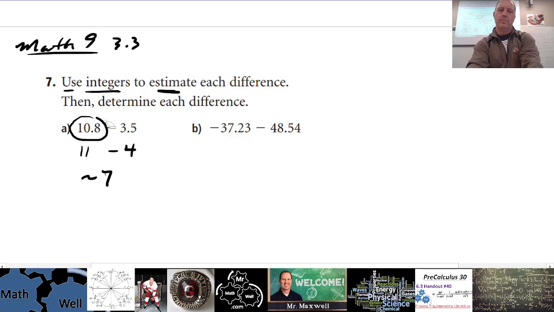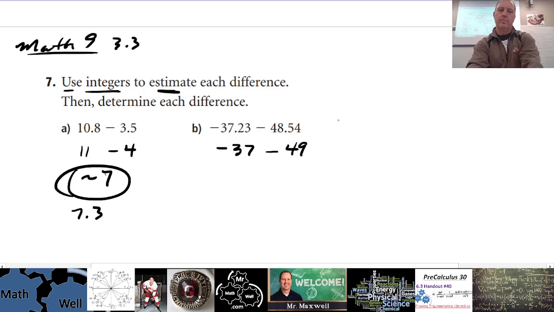And if you actually took a look at this, 7.3 is the actual answer, right? So this is your estimate, and this is the actual answer. So that's pretty close. Over here, same thing. So this would be about negative 37. That's the closest integer. Minus, well, we went down here, so we could go down here too, but 54, that's pretty close to 49. So you might say, let's just round it to the nearest whole integer there.